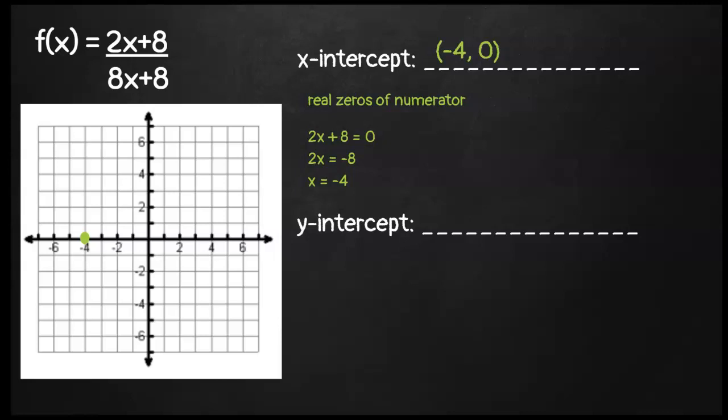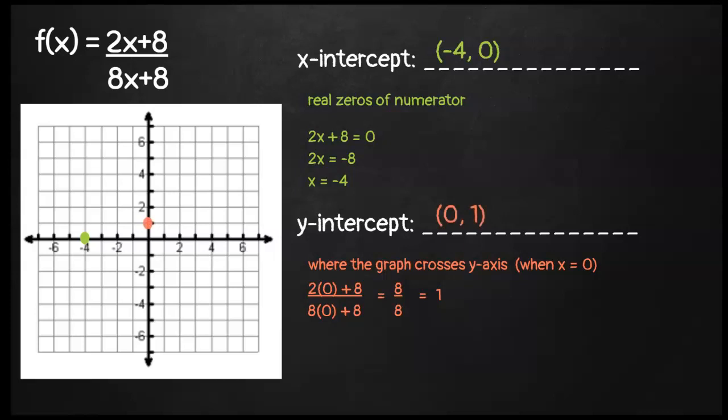Whenever you want to find a y-intercept, we're going to see where my graph crosses the y-axis. So my y-intercept is where x is going to equal 0. So I'm going to take 0 and plug it in for x in my function, and now I'm going to simplify. So I've got 8 over 8, which simplifies to 1, which means my y-intercept is going to be at (0, 1). So I have my two dots.